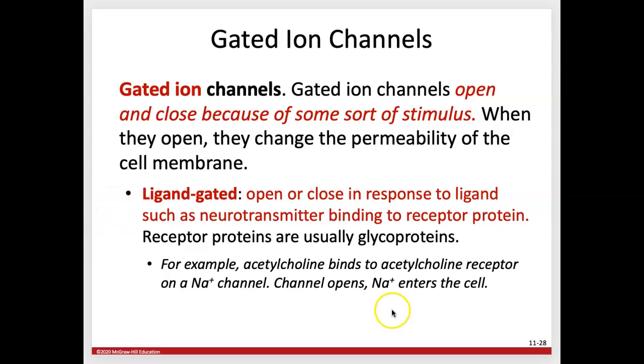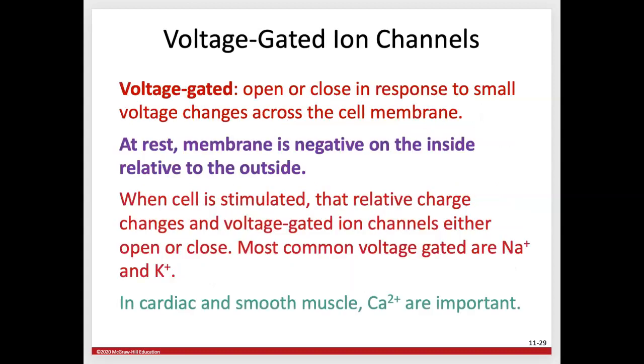And the example that we've already experienced through the muscles is the acetylcholine binding to the acetylcholine receptor on a sodium channel. And when that acetylcholine binds to that protein receptor, the gate opens and sodium is then free to travel through. The acetylcholine is like a key to open the gate. We also have voltage-gated ion channels, which will open or close in response to small voltage changes in that membrane.